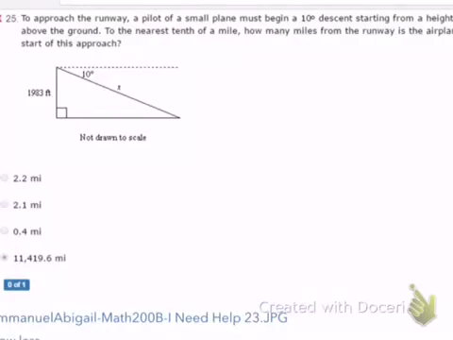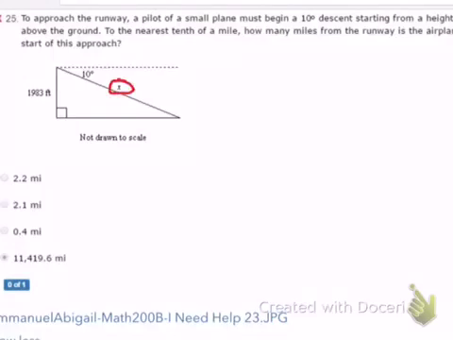The question says this: to approach the runway, a pilot of a small plane must begin a 10-degree descent starting from a height of 1,983 feet above the ground. To the nearest tenth of a mile, how many miles from the runway is the airplane at the start of this approach? So what we're looking for here is x.